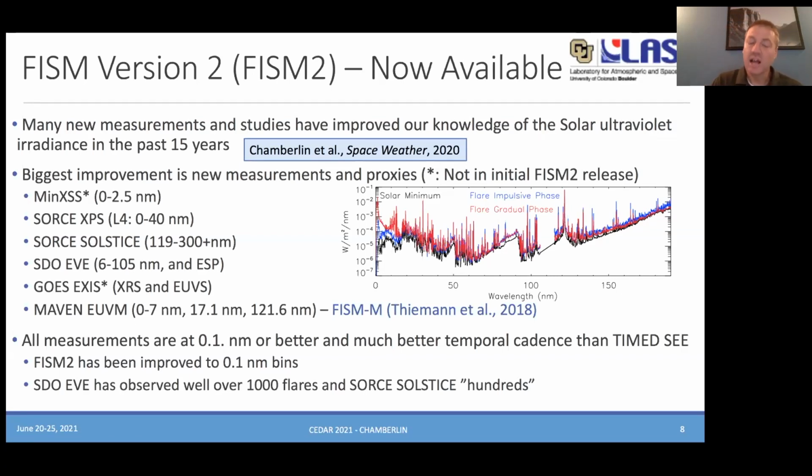And we've observed a lot more flares. SDO EVE has observed well over 1,000 flares, and SORCE SOLSTICE has observed hundreds of flares at different times, at different wavelengths due to its instrument. And that's so much better than FISM1, which was based on 26 flares that happened to be observed by TIMED SEE. So there's a much better data set to train the empirical model on, much more accurate, a lot more events, and spanning a much larger time scale, as I said, now 10 years or 15 years.